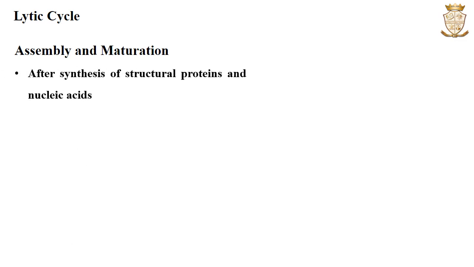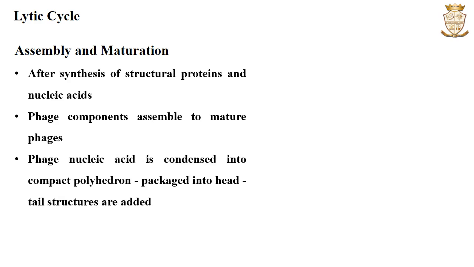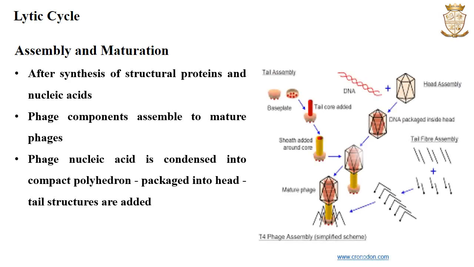Now comes the assembly and maturation stage. This phase occurs after the synthesis of structural proteins and nucleic acids. The phage components formed during the transcription phase begin to assemble into mature phages. The phage nucleic acid is condensed into a compact polyhedron and packaged into the head, and then the tail structures are added. This assembly of the phage components into a mature phage particle is known as maturation.